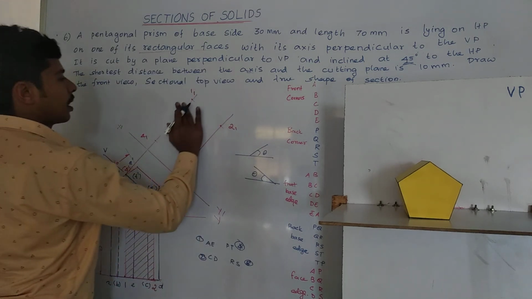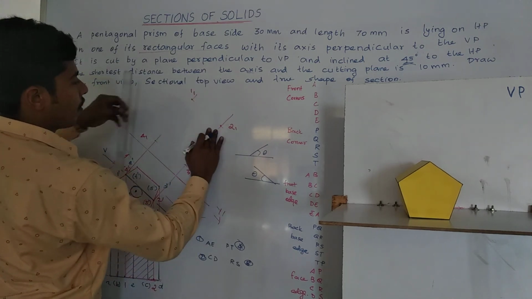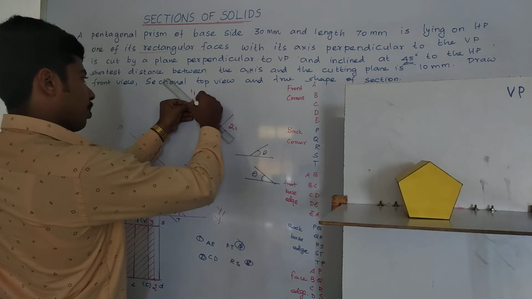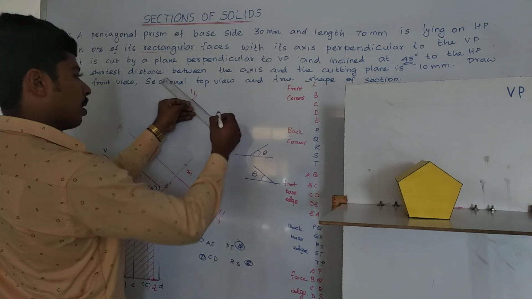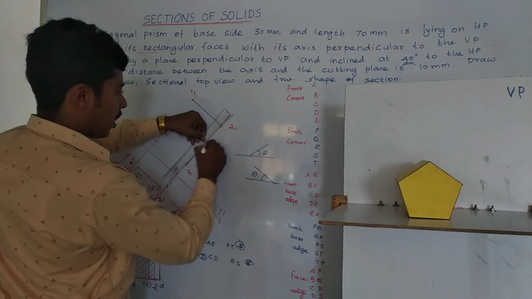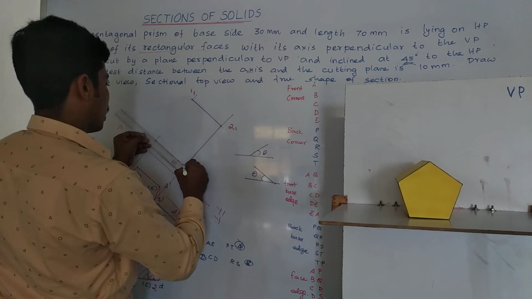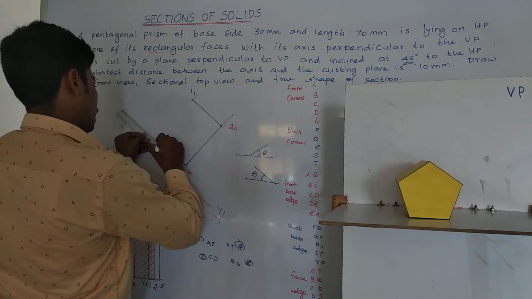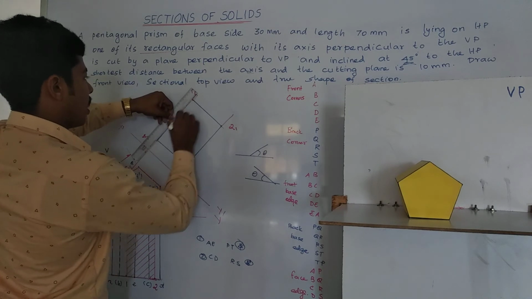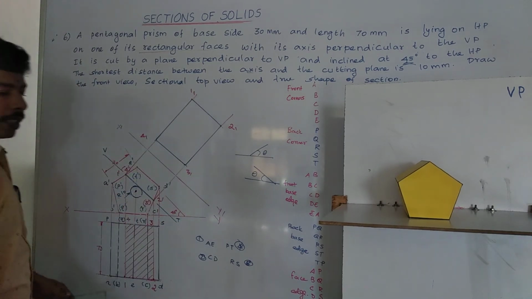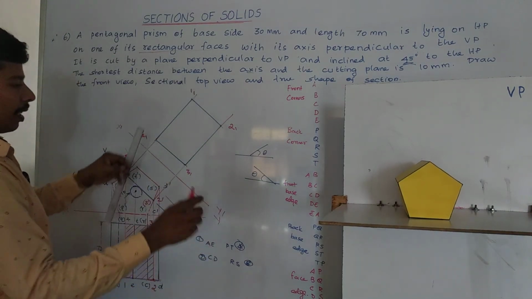Then we can connect. So we got 4 points: 1, 2, 2, 3, 3, 4 and 4, 1. Then hatching.